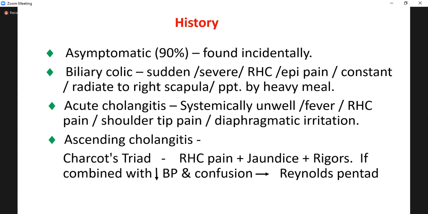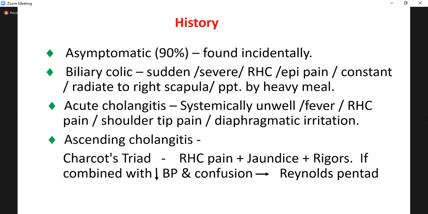Then others will present with biliary colic, pain in the right hypochondrium, right? Sudden onset, severe right hypochondrial pain, or sometimes it can be in the epigastrium. Constant pain, it can radiate to the right scapula, and usually this biliary colic pain is precipitated by a heavy fatty meal. Then another set of patients will present with acute cholangitis.